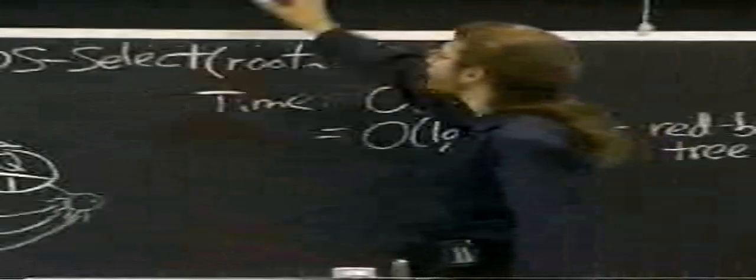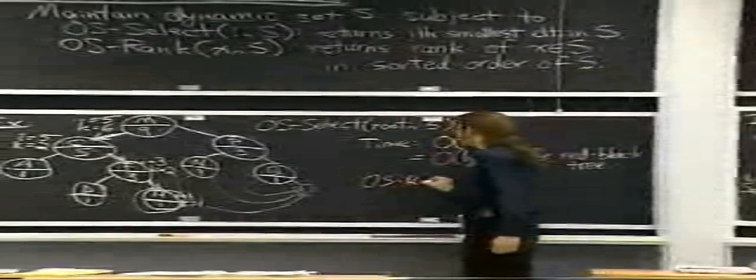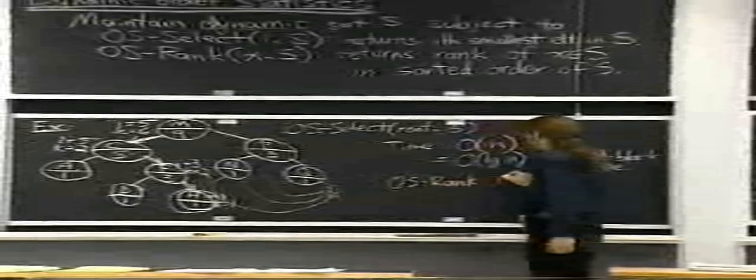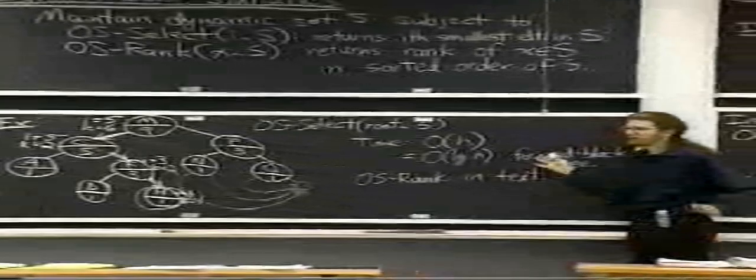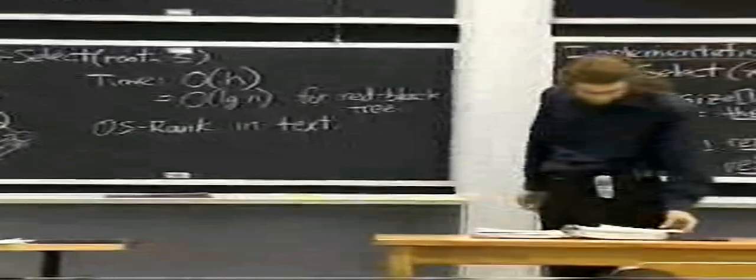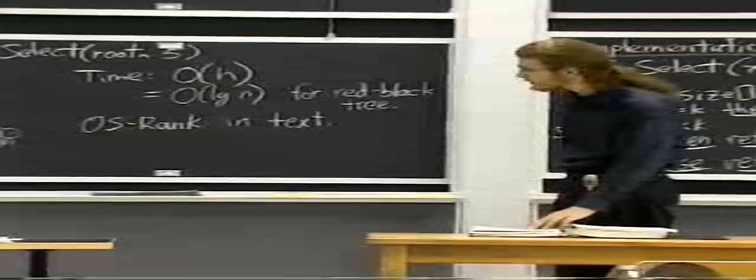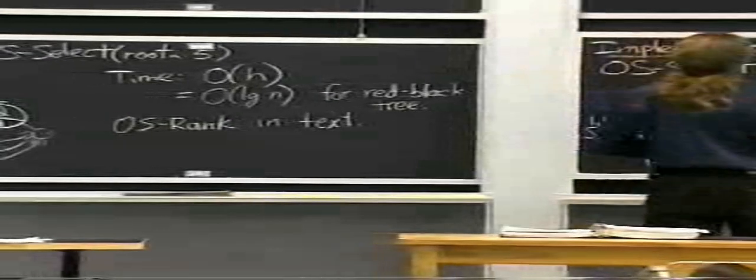The other operation we need is OS-Rank. I won't talk about that here. Read the code in the book. It's similar. It's not hard. You just walk up the tree instead of walking down. Okay?